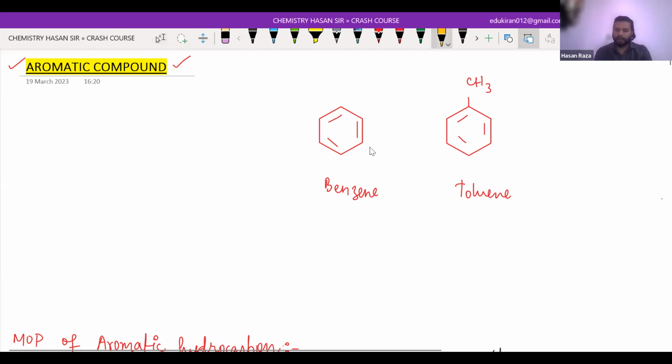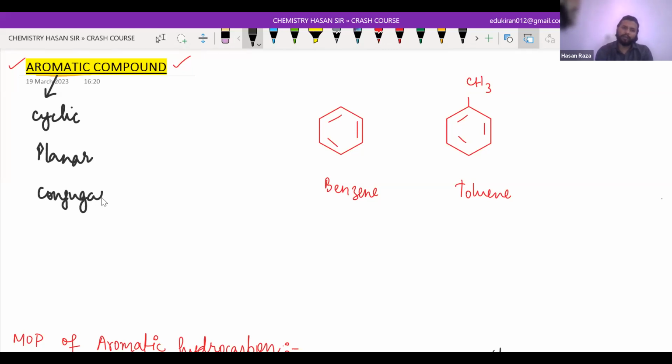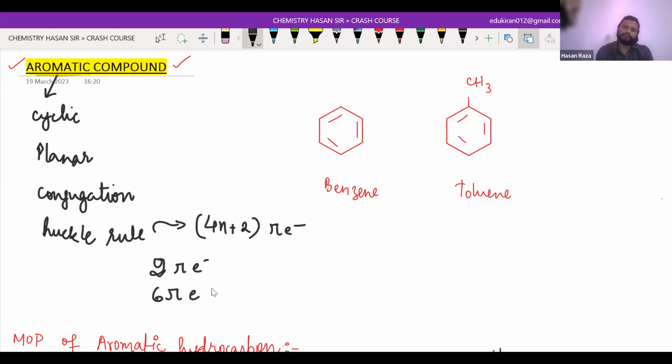Okay. So let's start our aromatic compounds. What is an aromatic compound? As we already discussed, the compound should be cyclic, the compound should be planar. There must be conjugation in the complete ring, and then it must follow Huckel's rule, and that rule is for aromaticity. We know that 4n plus 2 pi electrons. That means 2 pi electrons, 6 pi electrons, 10 pi electrons, and so on. So everyone knows that this is aromatic and this is also an aromatic compound. Is that clear? So this is the definition, or how we are going to recognize an aromatic compound.